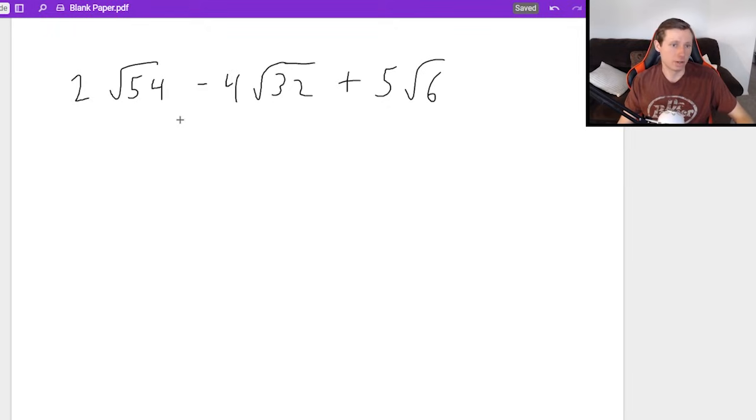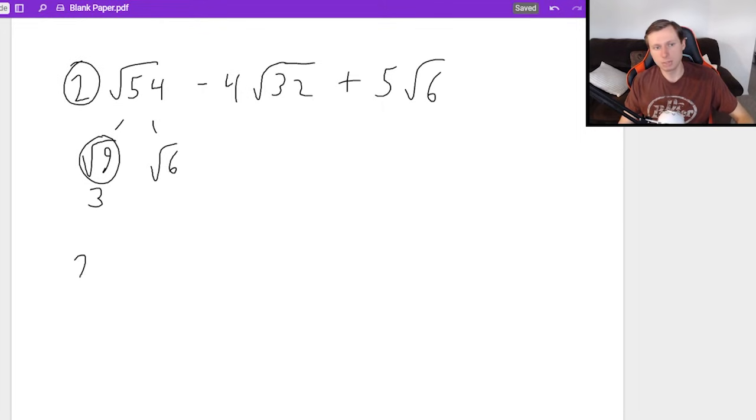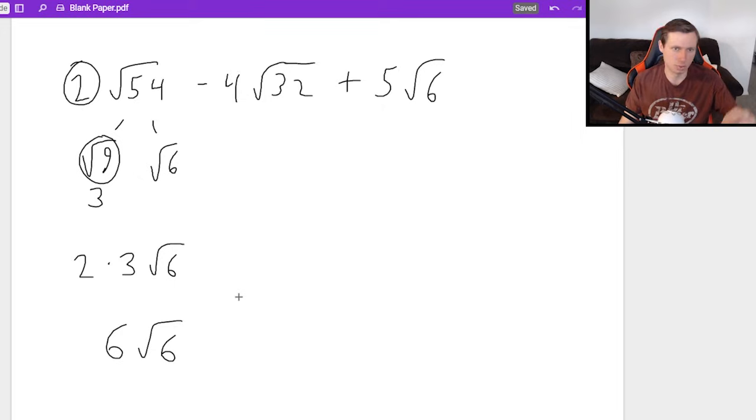If you want to solve this, the first thing we need to do is break up root 54 and root 32 as much as possible. Root 54, what's 54? 9 times 6? So root 9 times root 6. Root 9 is a perfect square of 3, and we can't forget that 2. So really, this becomes 2 times 3 times root 6, or 6 root 6. And root 6 can't simplify anymore, so you leave it as root 6.